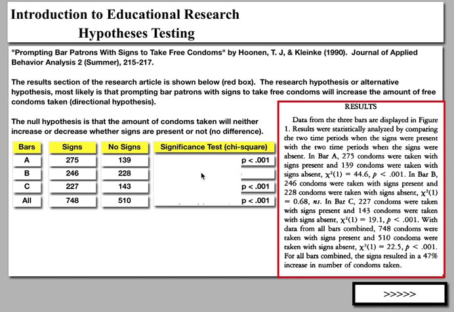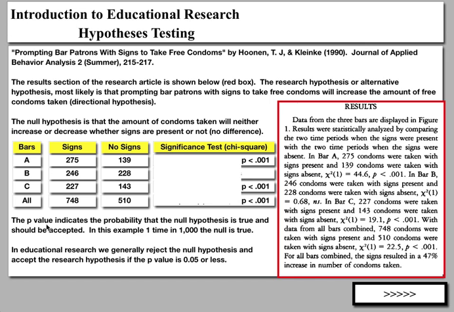Well, what this means is the p-value indicates the probability that the null hypothesis is true. Now remember, in this case, the null hypothesis was the hypothesis of no difference. Whether there were signs or not, there would be no difference in the amount of condoms taken. Well, according to our chi-square statistic, the null hypothesis will be true 1 time out of 1,000. 999 times the null hypothesis will be false.